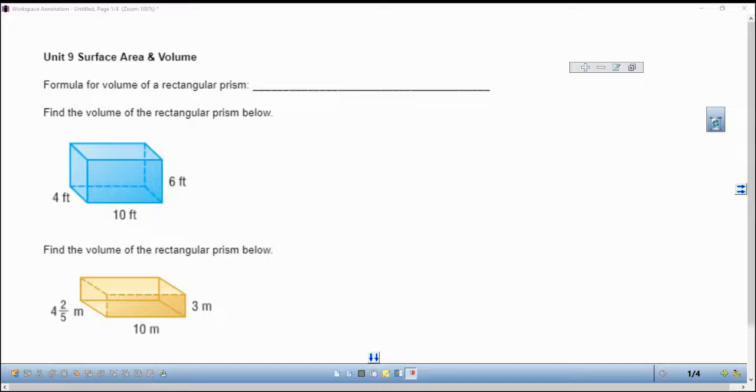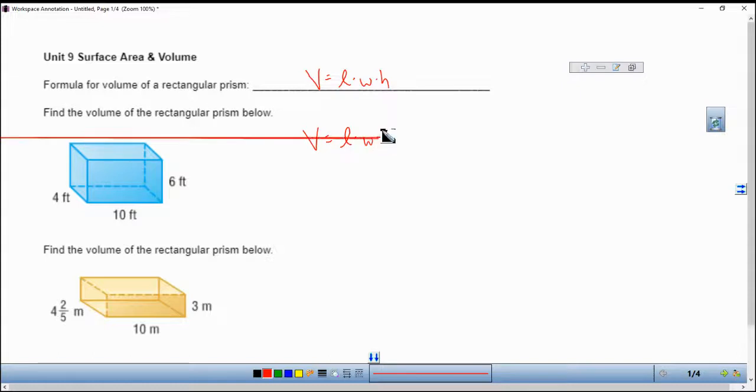And this year, we only found volume of rectangular prisms, or boxes. To find the volume of a rectangular prism, you would do volume equals length times width times height. For the first example, we have a rectangular prism. We'll find how many cubic feet would fit in this particular box.